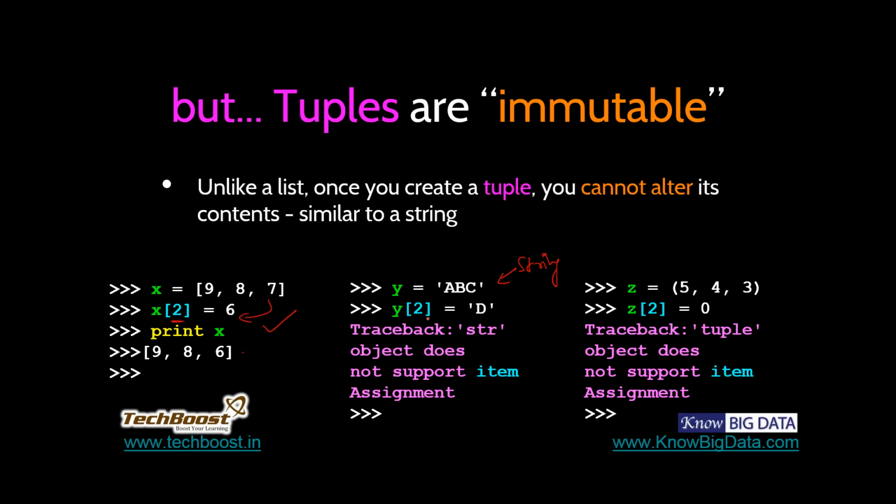Now we're trying to update the character at index 2 to D, but this again is not allowed because list is mutable, string is immutable, tuple is also immutable. Similarly, z is the tuple of three values. I'm trying to update the value at index 2 to 0, but again, this is not allowed. This is the major difference between lists and tuples.